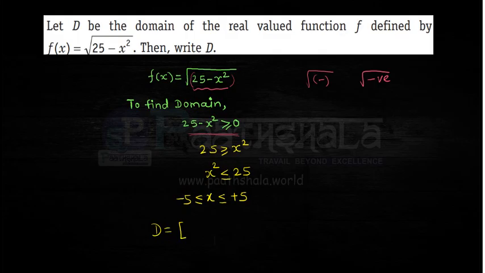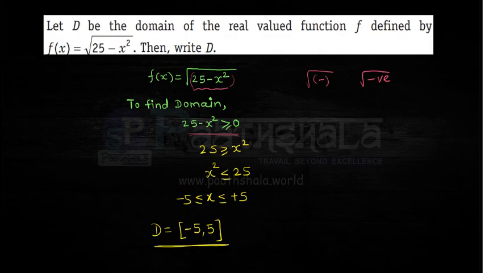We always write the domain, the range or the codomain in the form of intervals. So we are using a closed interval here, minus 5 to 5. So this is the required answer.